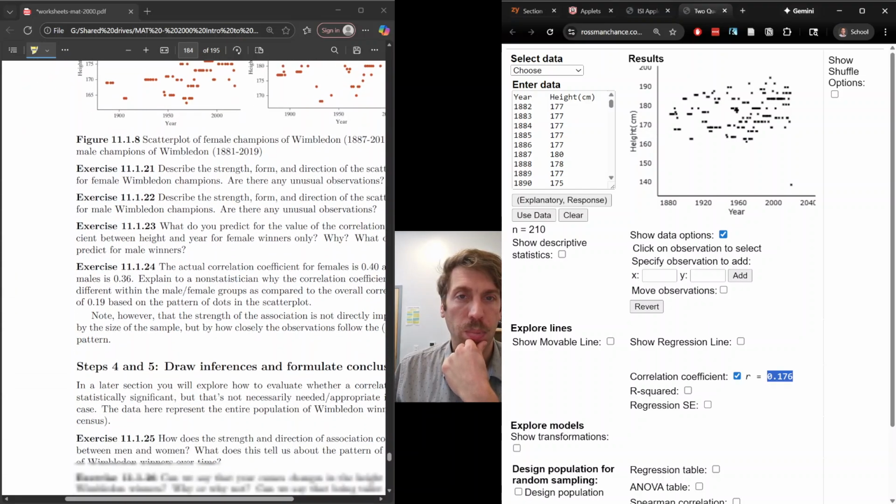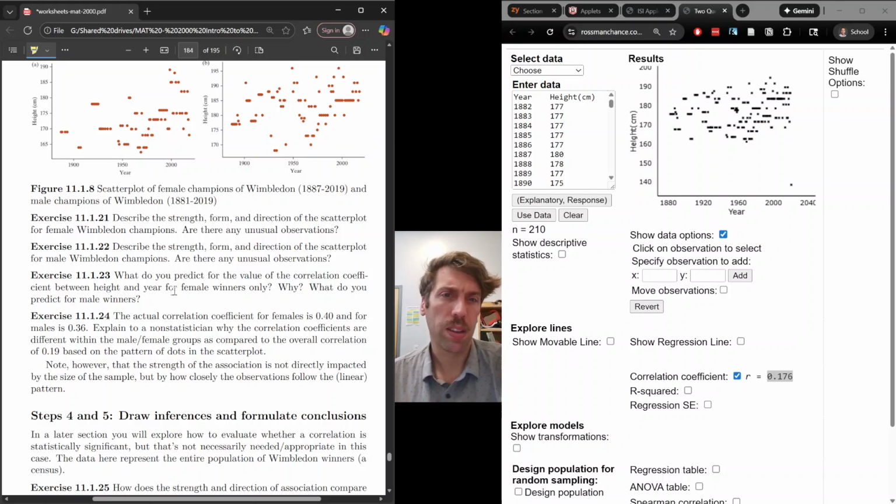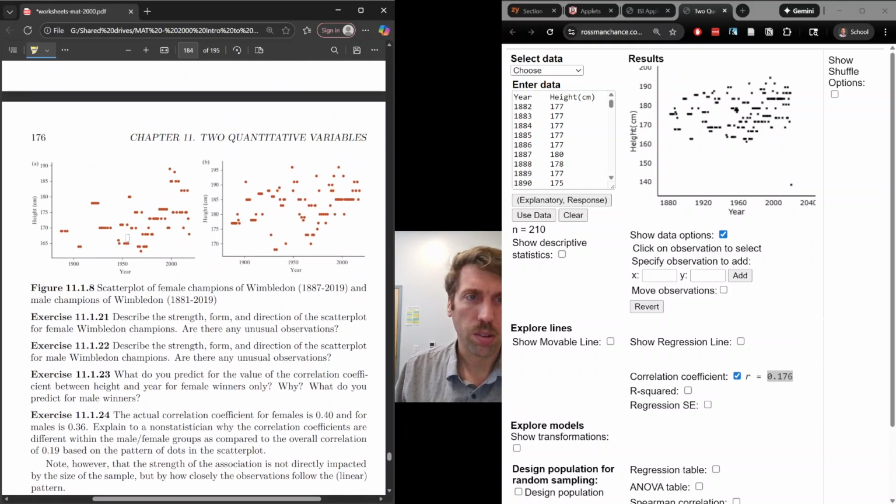Okay, and then there are scatter plots of each one individually. So describe the strength, form, and direction of the scatter plot for female Wimbledon champions. Are there any unusual observations? So female and male. Okay. Notice the different axes when we graphed the females and males with different scatter plots there.